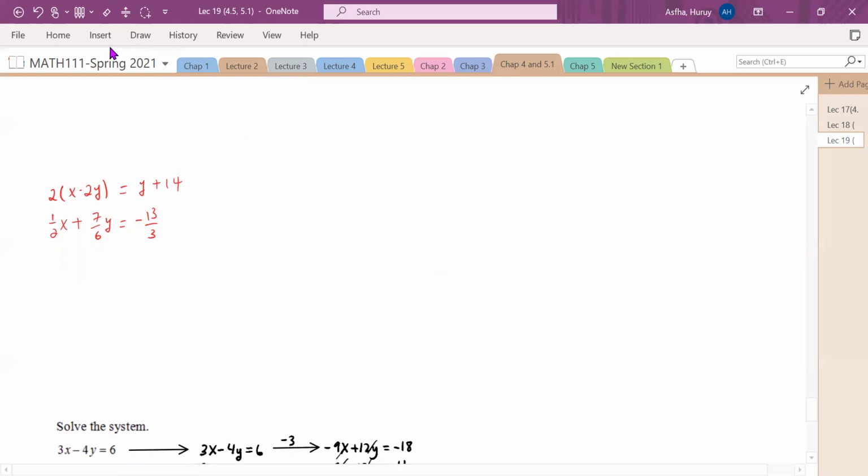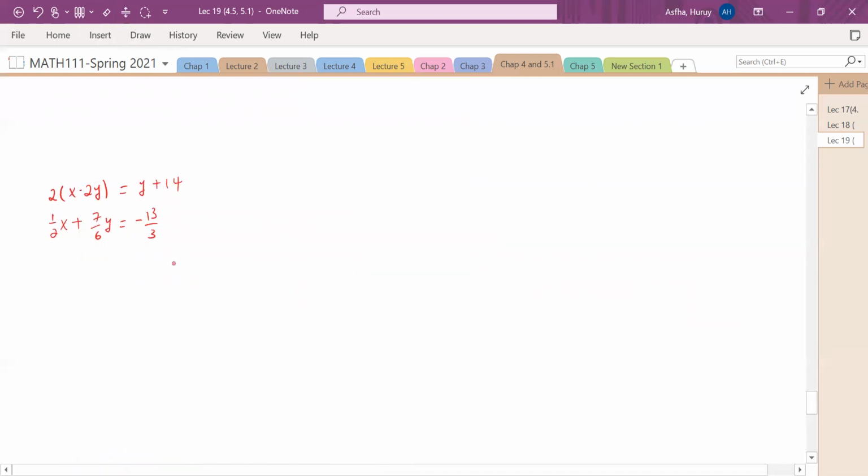And another example is, this has to be minus, yeah. We have 2 times x minus 2y equals to this one, and then we have the fraction. For this one, I have to distribute this first. So we have 2x minus 4y equals y plus 14. And for the second one, we get rid of the fraction because it's always easier to work with integers rather than fractions. So how do we get rid of this?